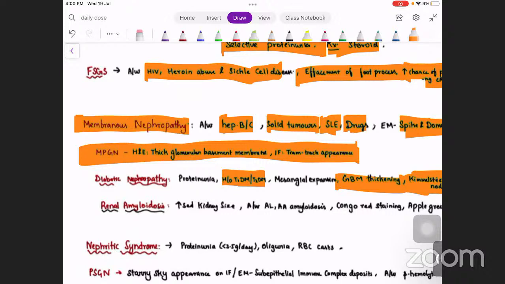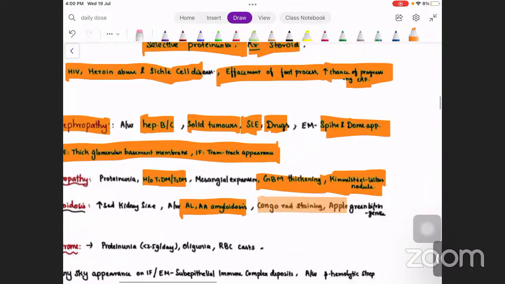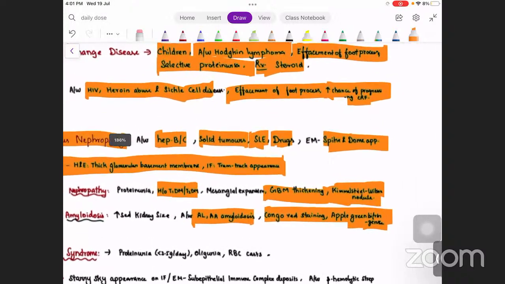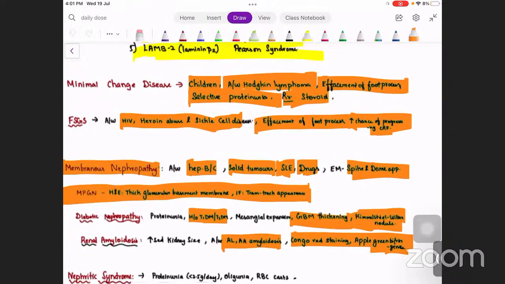Okay, renal amyloidosis: there will be AL and AA types of amyloidosis, with Congo red stain and apple green birefringence. These two are the classical words for amyloidosis, and there is an increase in kidney size associated with the AL and AA types. Then you may see it with renal amyloidosis. Okay, these are the clues of your nephrotic syndrome.